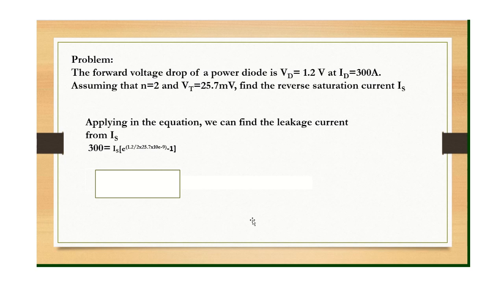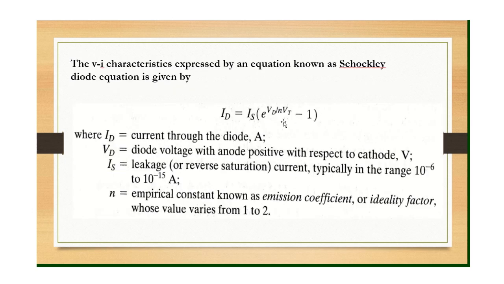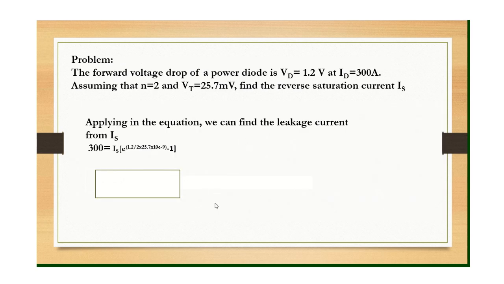I hope you're familiar with that. The equation is ID is equal to Is into e to the power of Vd by N Vt, minus 1. So substituting ID, Vd, Vt, N, you need to calculate Is. What you'll have here is Is will be 2.177. So you can just calculate, verify and check.